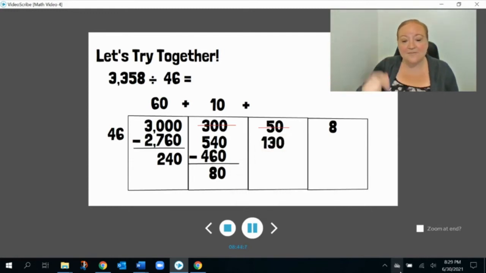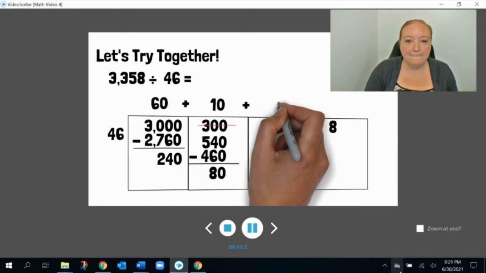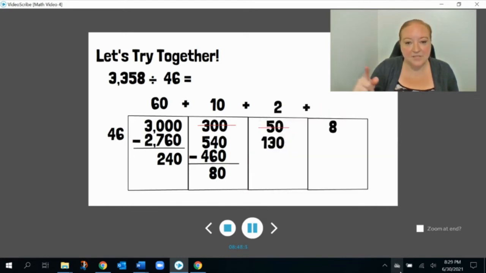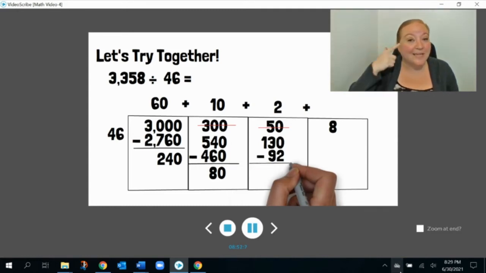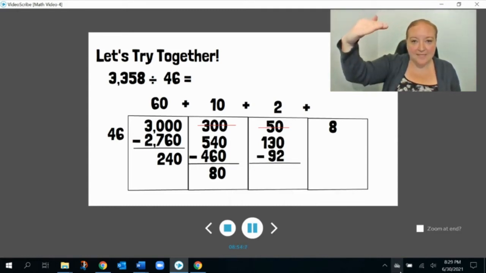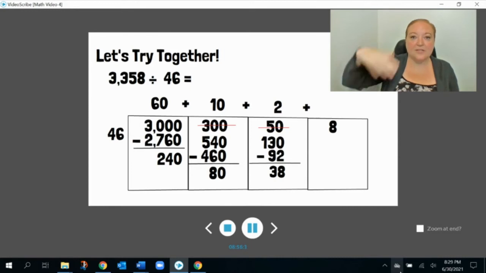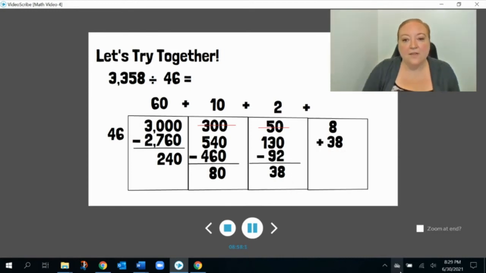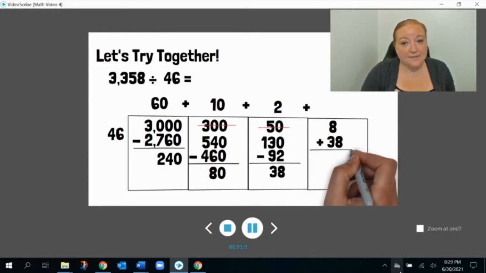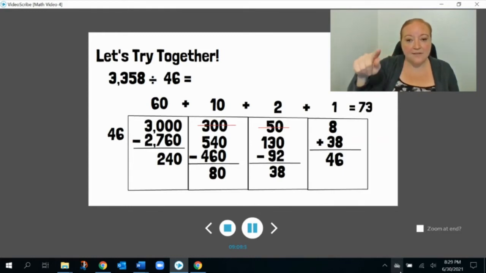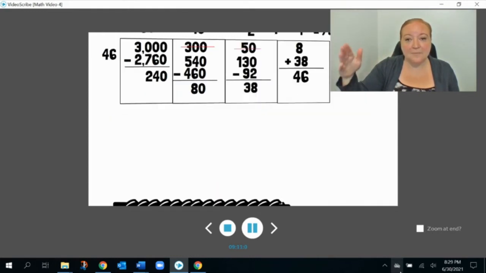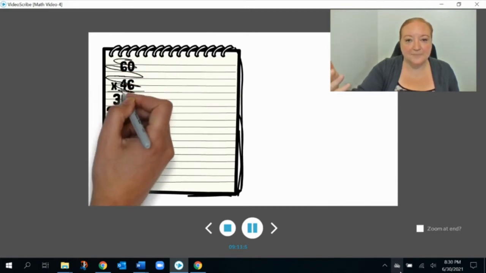So 50 plus 80 is 130. Now, how many times does 46 go into 130? Twice. Yep. Because it's close to 50, right? So 130 minus 92. Again, I'm going to count up: 92 plus 8, and then we have 100, and then 130, 38. 38 plus 8 is, yeah, 46. And I don't know if you noticed, but I'm purposely making the numbers even so we're not confused. So then you add all the numbers on the top, 60 plus 10 plus 2 plus 1 is 73.